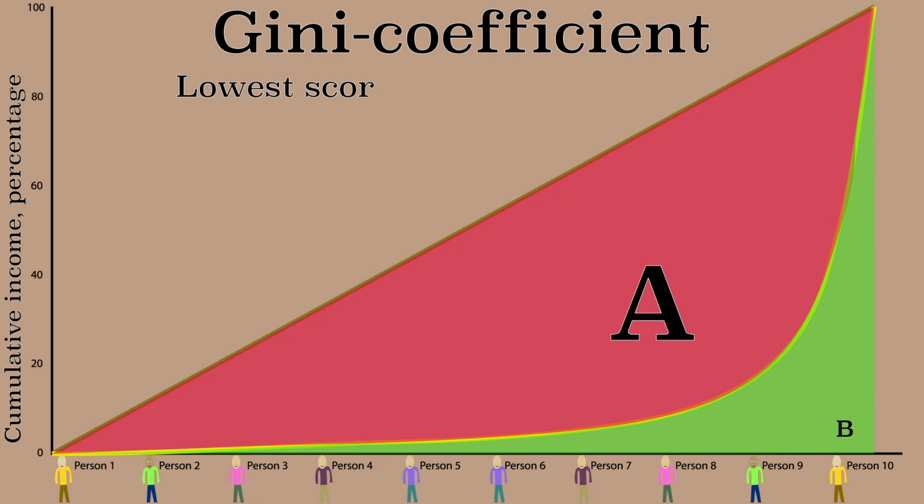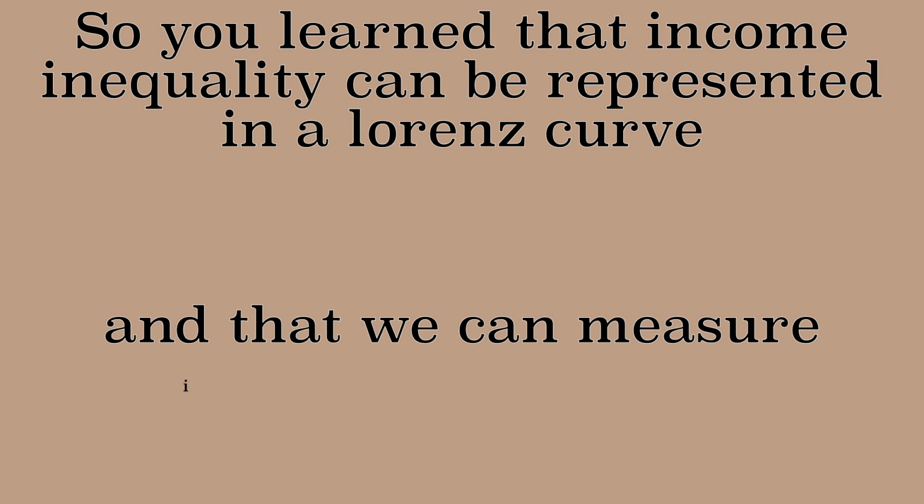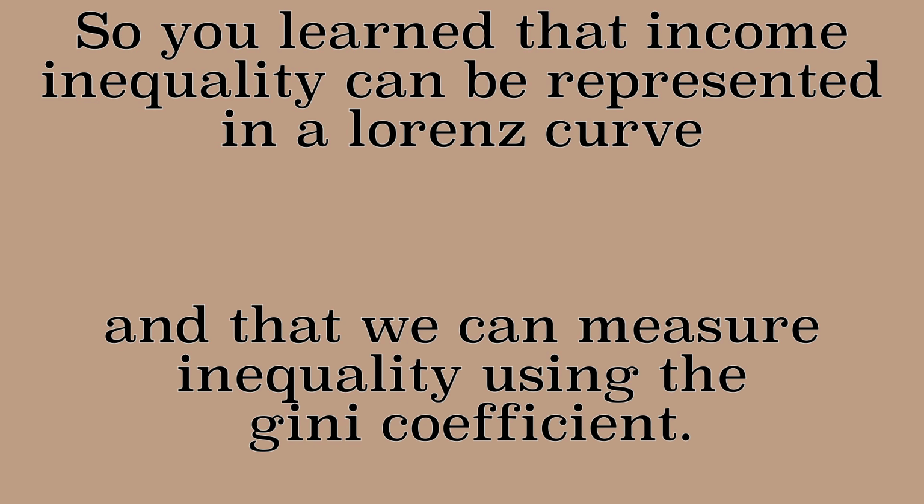The lowest score on the Gini coefficient is 0.24. Countries like this have a low degree of inequality, while the highest score worldwide is 0.63. These are countries with very unequal income distributions. So you learn that income inequality can be represented in a Lorenz curve and that we can measure inequality using a Gini coefficient.